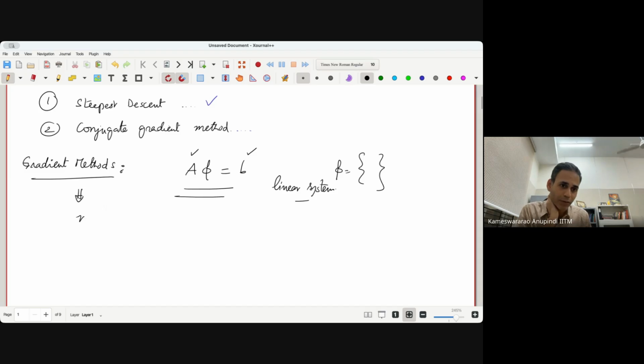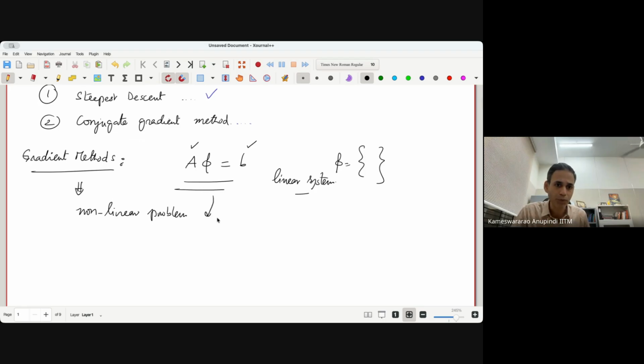They actually solve a non-linear problem, which is a modified version of A phi equal to b. Now it may sound a little unintuitive, because it appears as if we are going to make it more complicated. When we are given a linear problem, why are we looking at a non-linear problem? That is more complicated, but it turns out it is not so.